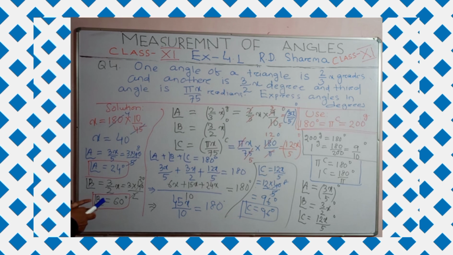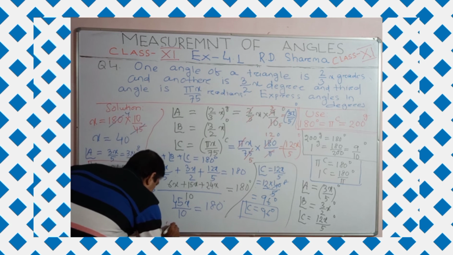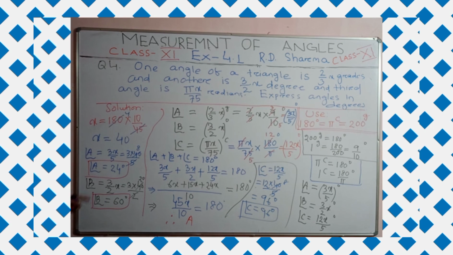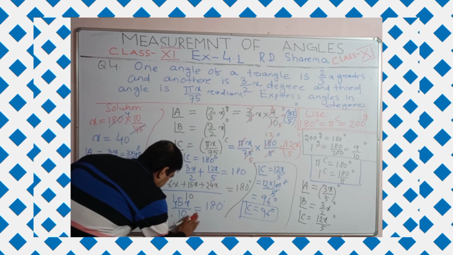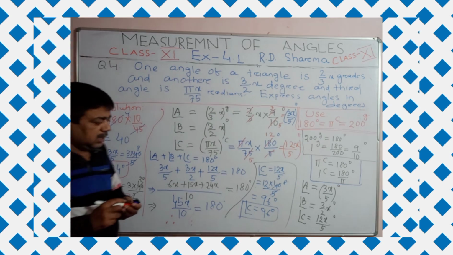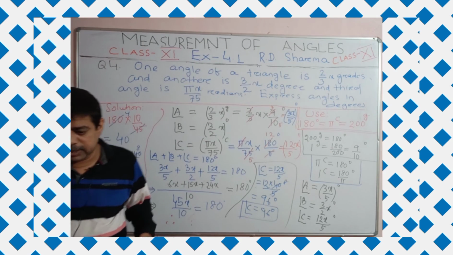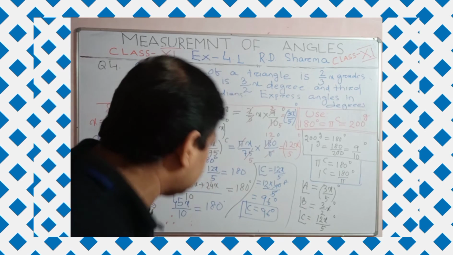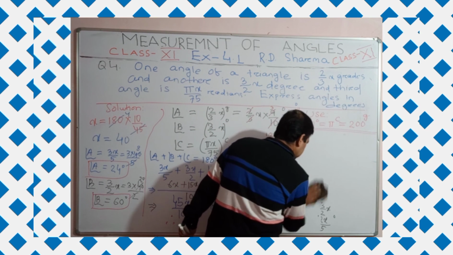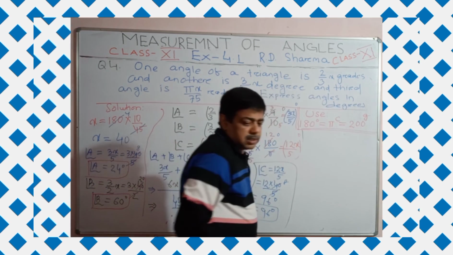Hence we got the required angles. Here all the angles are expressed in degree. So the three angles of the triangle are 24 degree, 60 degree and 96 degree. Okay. Understand? Yes. So you write the conclusion, the final conclusion. We got the three angles. Here you can write.